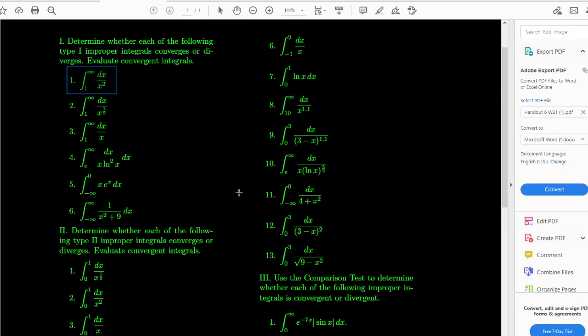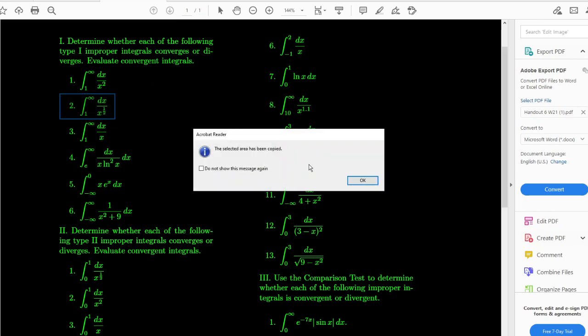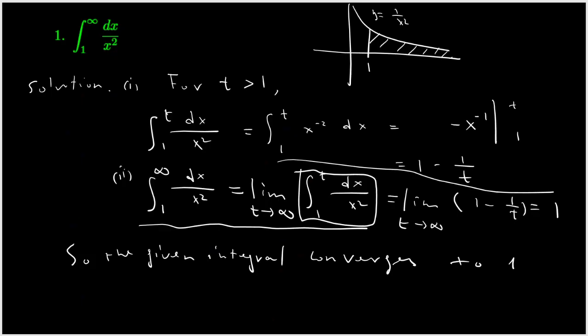Now we'll do one other question. Surprisingly, the area under the curve from 1 to infinity is a finite number. The finite number is 1, right?